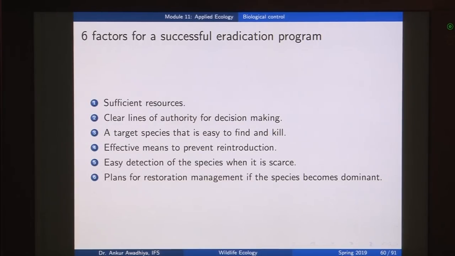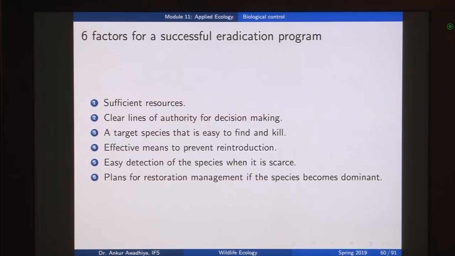You need to have clear lines of authority for decision making. So if you are bringing these predatory insects from Americas into Australia, there has to be a mechanism so that you are getting permission from the customs, for instance. If you want to release it in some area, you should have the power to make the decision to release these insects. So clear lines of authority are also needed.